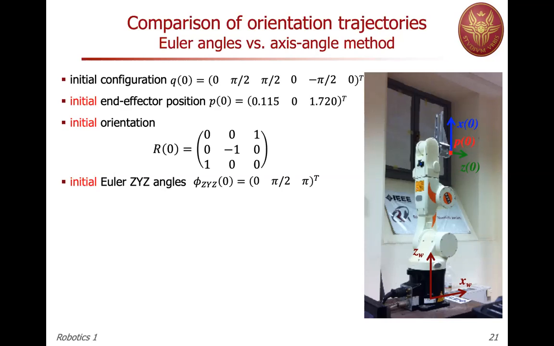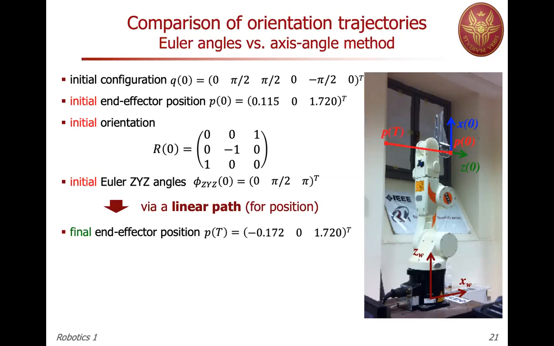Why did we compute this? Because we want to compare what happens if we plan for this ZYZ Euler angles trajectory in orientation, or if we extract from the matrix R of 0 and from the desired target orientation a relative rotation, and from there an axis and an angle that we have to trace. So we will compare this.